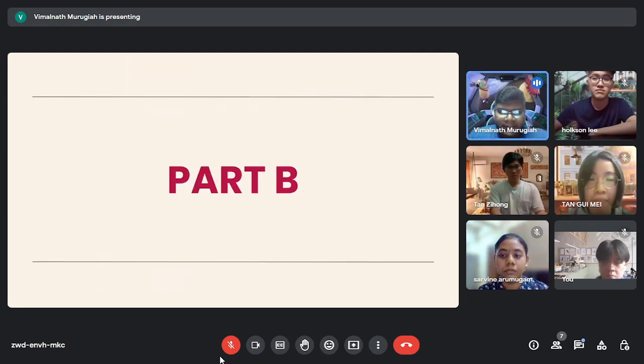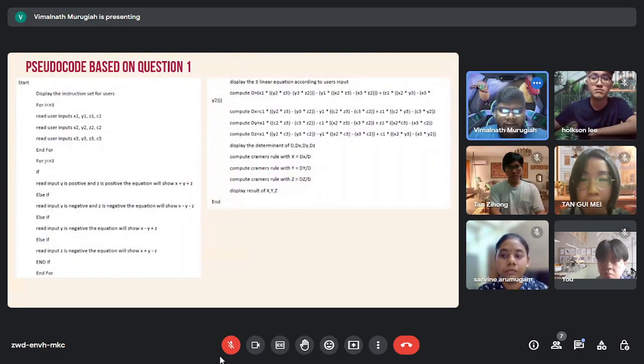So let's move on to part B. In part B, we have selected question 1 and did the pseudocode and also the coding. For the pseudocode based on question 1, we will start first and then display the instruction set for users. For i less than or equal to 3, this is where the user will input values of x1, y1, z1, c1, and also x2, y2, z2, c2. Same goes with x3, y3, z3, and c3. And we will end the for loop.